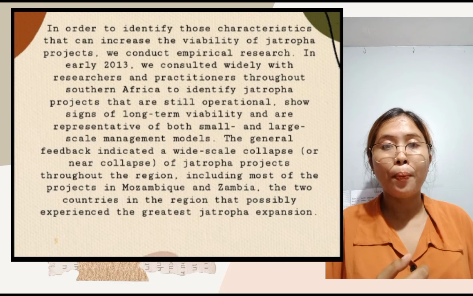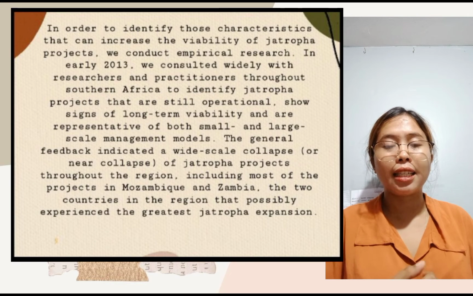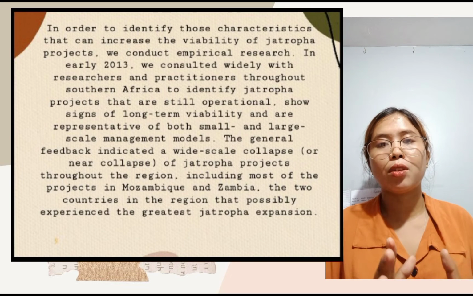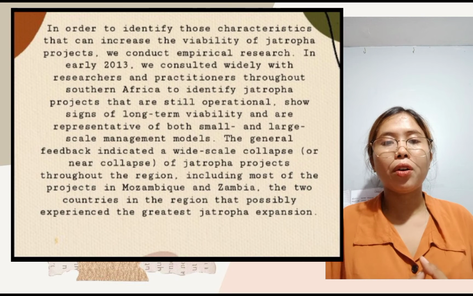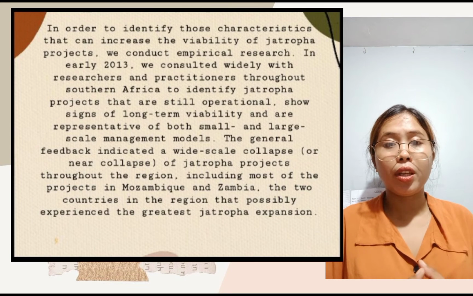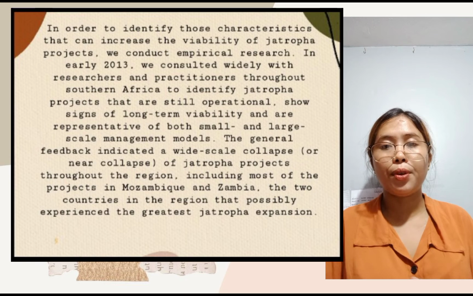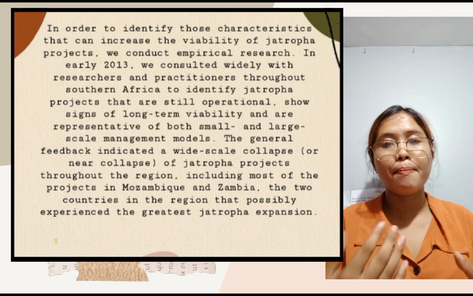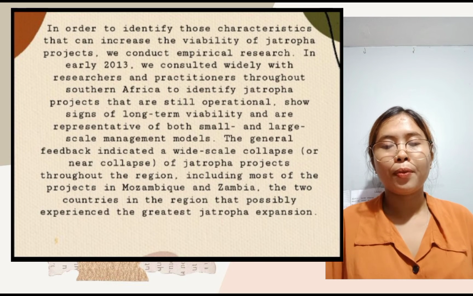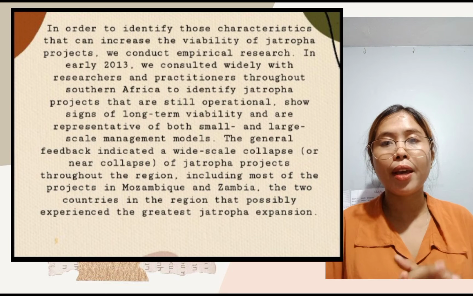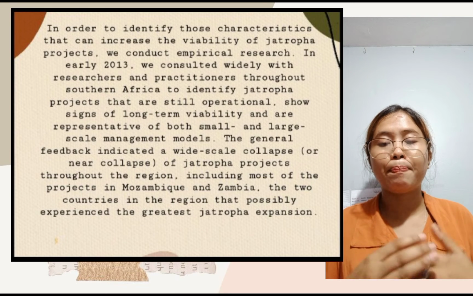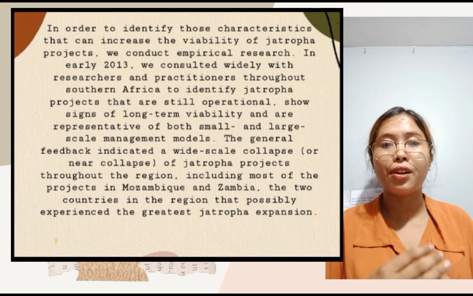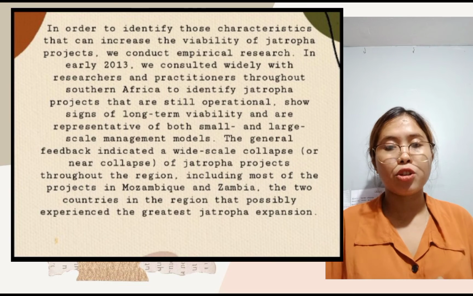And also, the general feedback indicated a wide-scale collapse or near collapse of the Jatropha projects throughout the region, including most of the projects in Mozambique and Zambia, the two countries in the region that possibly experienced the greatest Jatropha expansion.